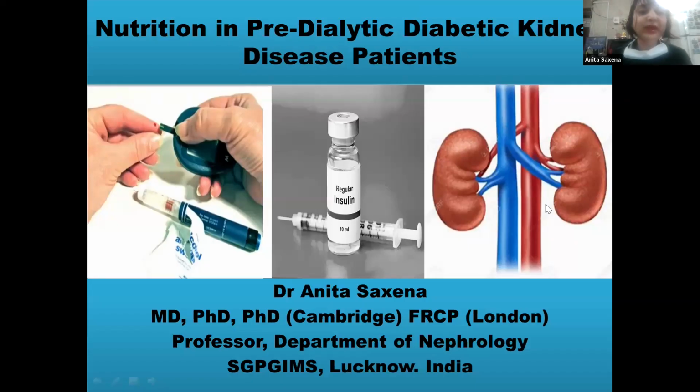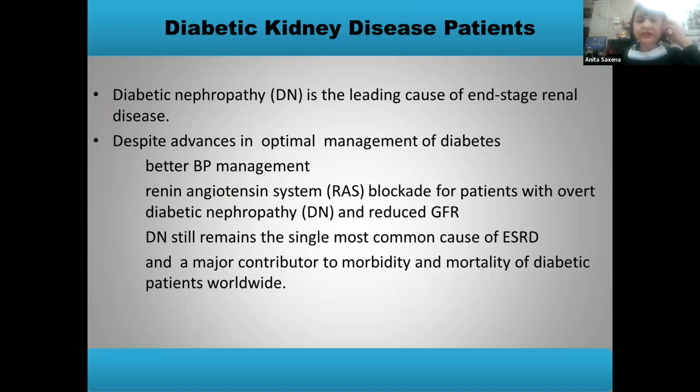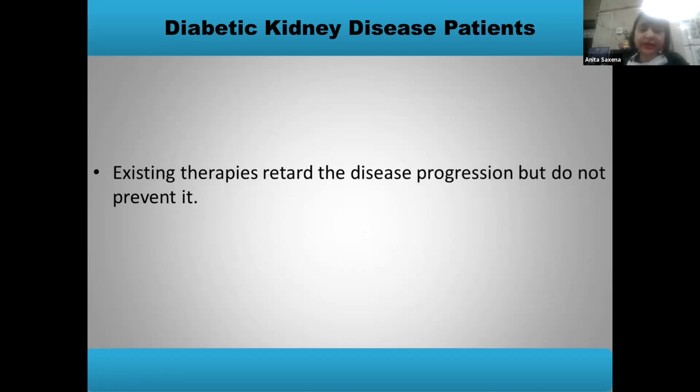Right. Well, I'm going to talk to you about nutrition in pre-dialytic diabetic kidney disease patients. Now, diabetic nephropathy is the leading cause of end-stage renal disease, and despite advances in optimal management of diabetes, like better blood pressure management and renin-angiotensin system blockade for patients with overt diabetic nephropathy and reduced GFR, diabetic nephropathy still remains the single most common cause of ESRD and a major contributor to morbidity and mortality of diabetic patients worldwide. Existing therapies retard the disease progression but do not prevent it.